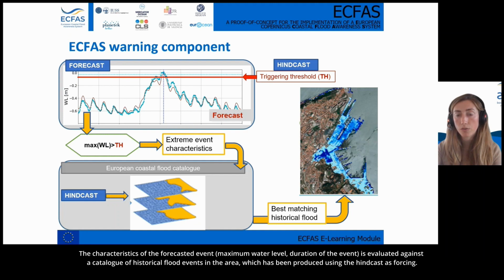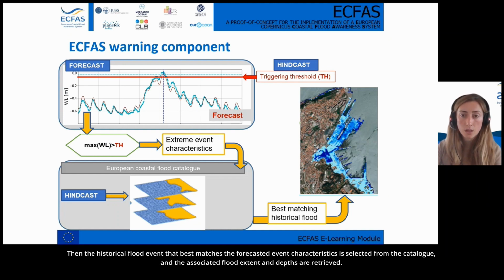The characteristics of the forecasted event, such as maximum water level and duration, are evaluated against a catalog of historical flood events in this area, which has been produced using the hindcast as foreseen. Then the historical flood event that best matches the forecasted event characteristics is selected from the catalog, and the associated flood extent and depths are retrieved.